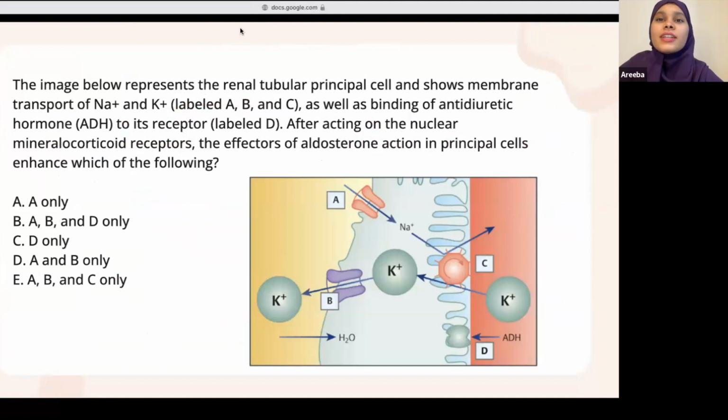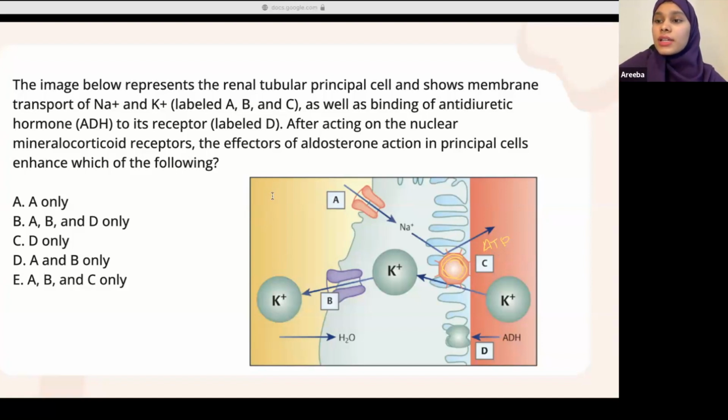Okay. So the image below represents the renal tubular principal cell, and it shows membrane transporters of sodium and potassium, labeled A, B, and C. And just to clarify, this orange one is a sodium potassium ATP pump. Okay, so it's the ATPase pump, as well as the binding of ADH to its receptor.